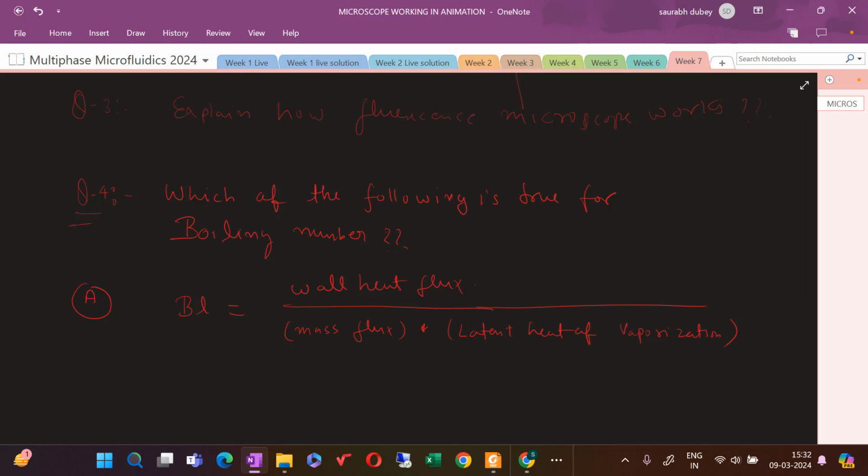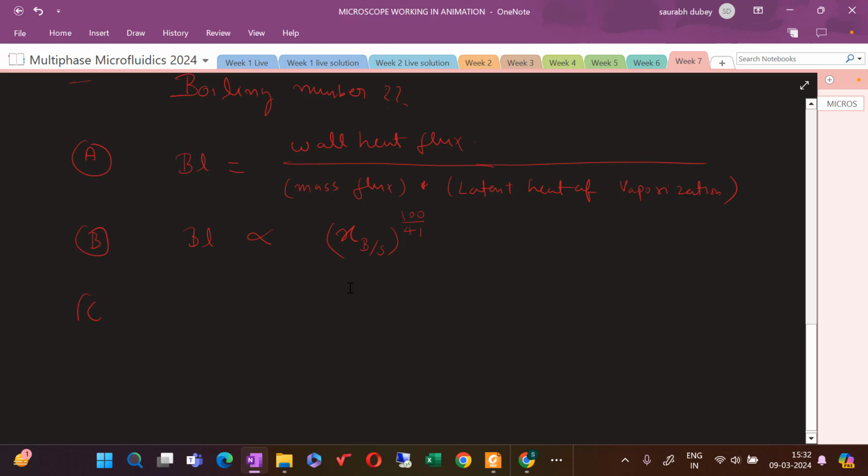Another one is: boiling number is directly proportional to X bubble-to-sludge to the power 100 divided by 41. This is another aspect of this.